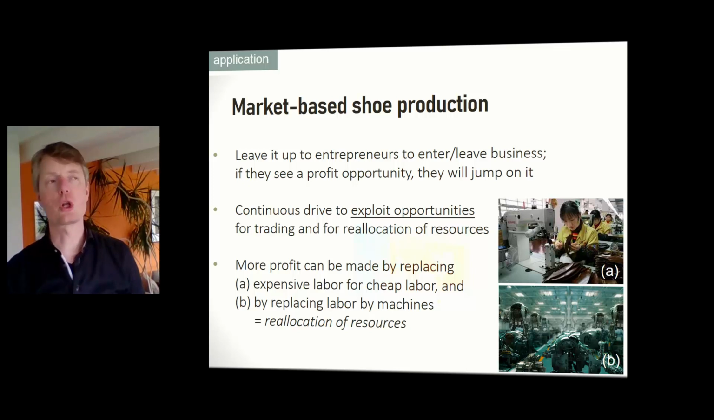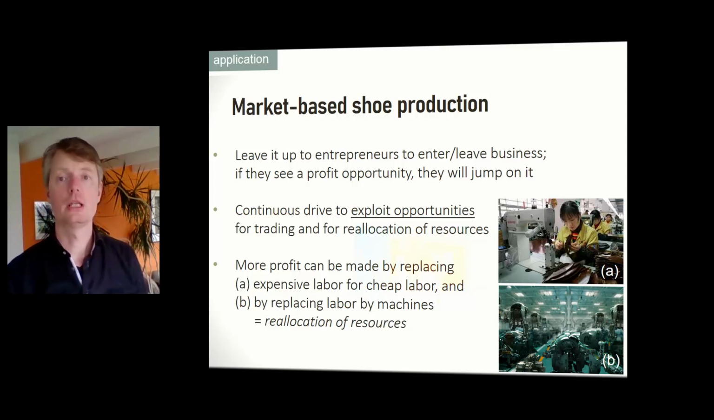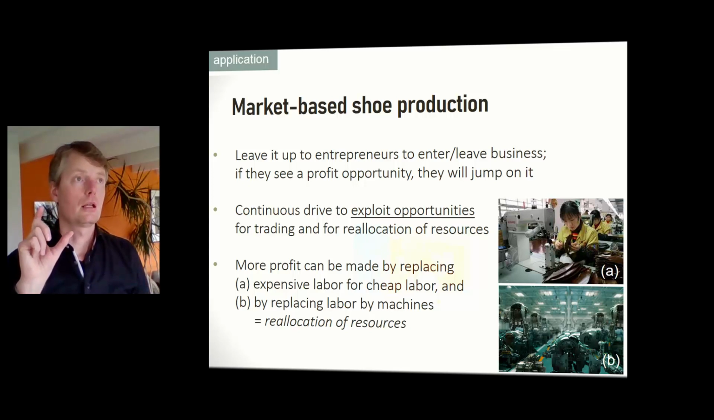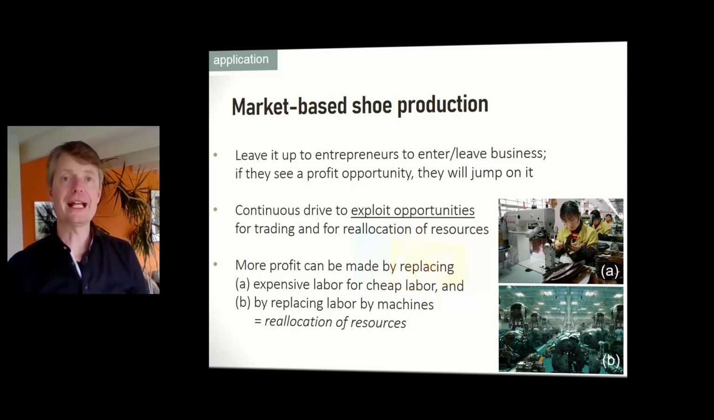And that has happened a lot in this market for shoes, because what has basically happened is that first of all, there has been lots of replacement of expensive labor for cheap labor. So reallocation of production sites, first, for example, from the Netherlands to Portugal and then on to China. And then secondly, lots of labor has been replaced by capital. So you see here robots producing the shoes that you wear.